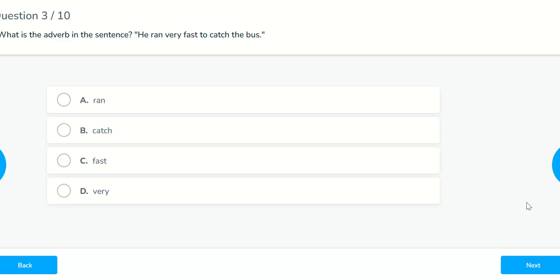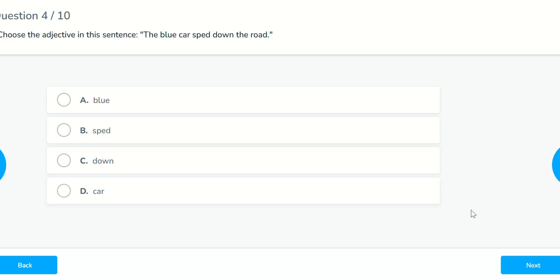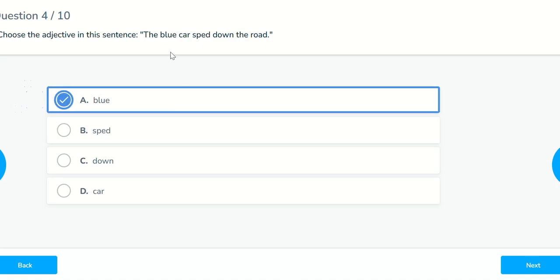What is the adverb in this sentence? He ran very fast to catch the bus. Very, because it describes how fast he did something. The blue car sped down the road. What is the adjective in this sentence? Blue. It tells us the color of the car.